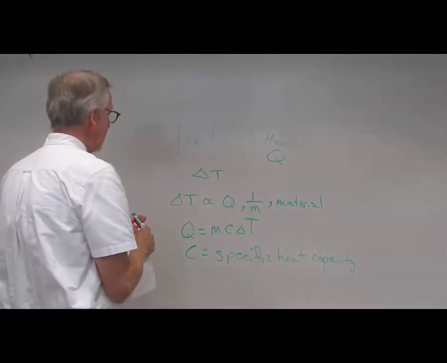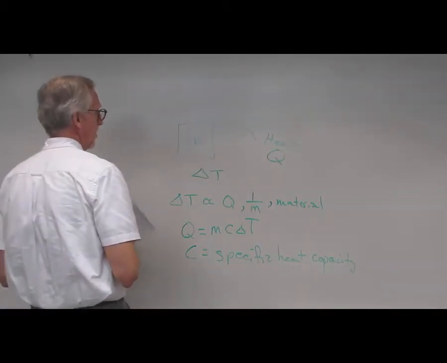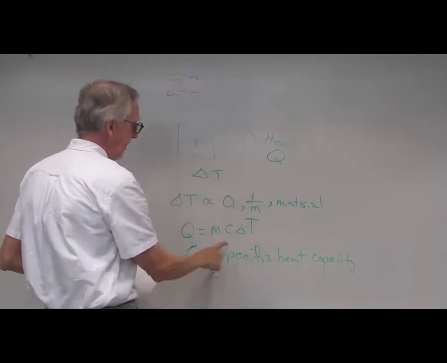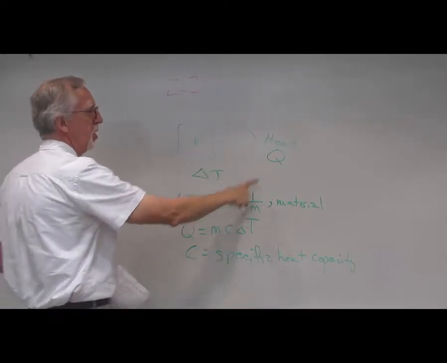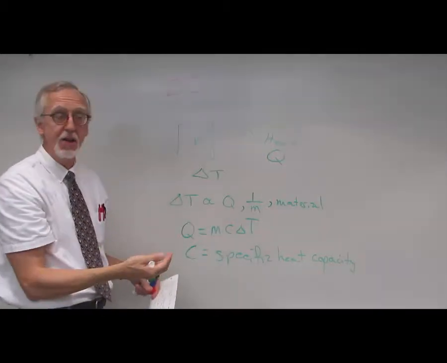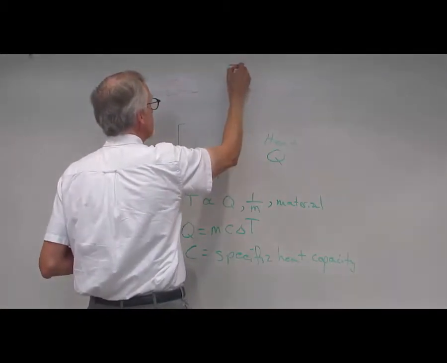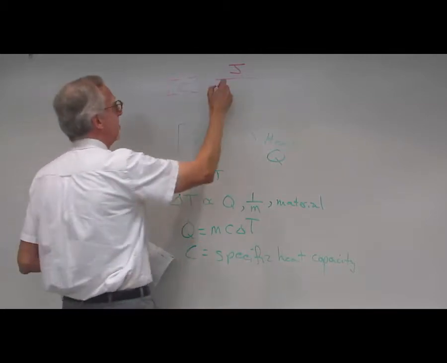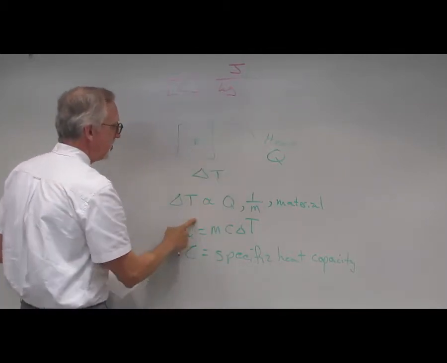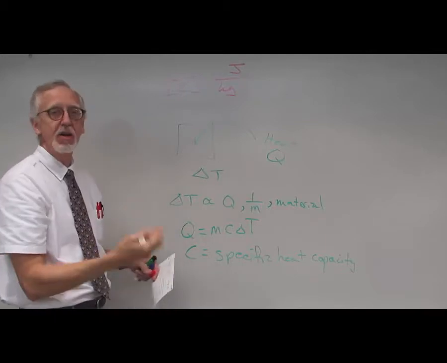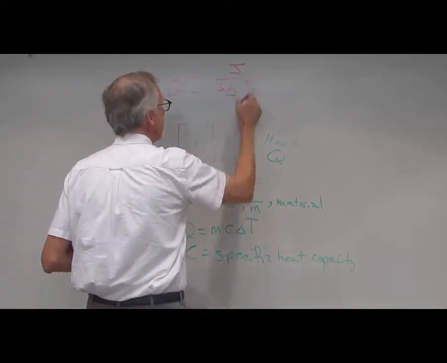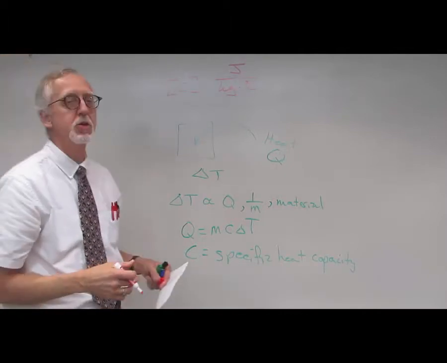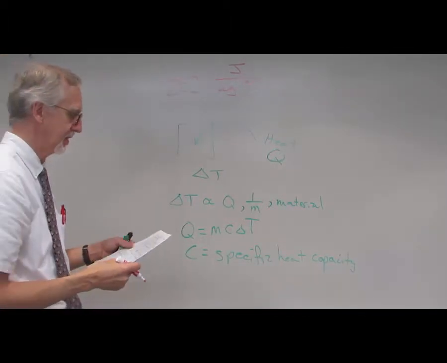Now the units of c will be the units of Q. Q is a heat or an energy, so that will be joules, divided by the units of m, mass, so kilograms, divided by delta T, or a temperature, degrees Celsius. So the units of c, the specific heat, will be joules per kilogram degrees Celsius.